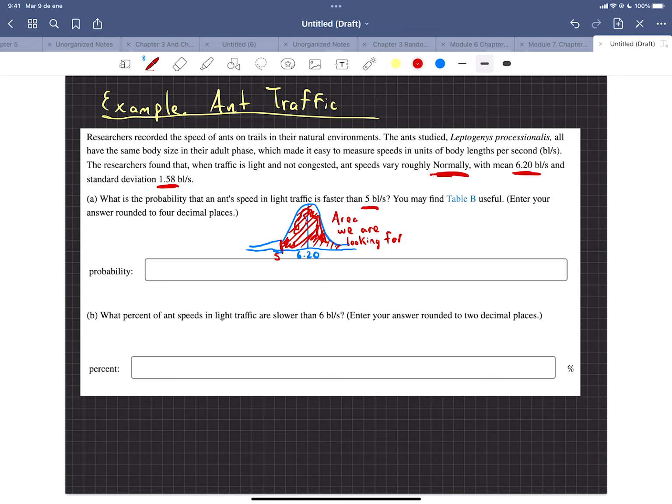You see that? 5. Notice how it is to the left of 6.2. And the area is 0.7762.